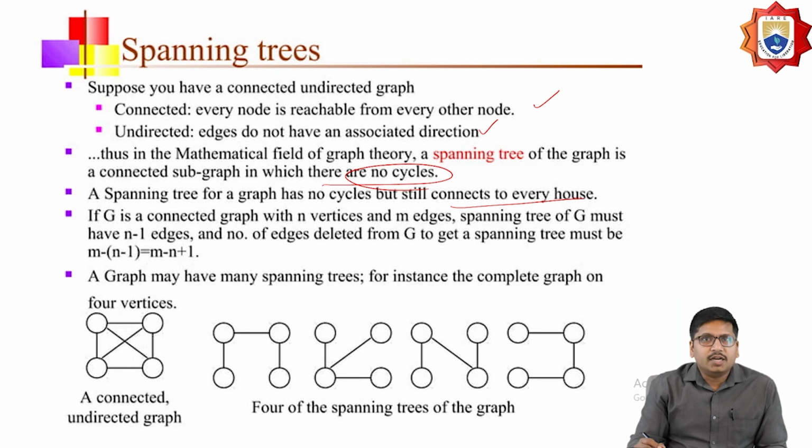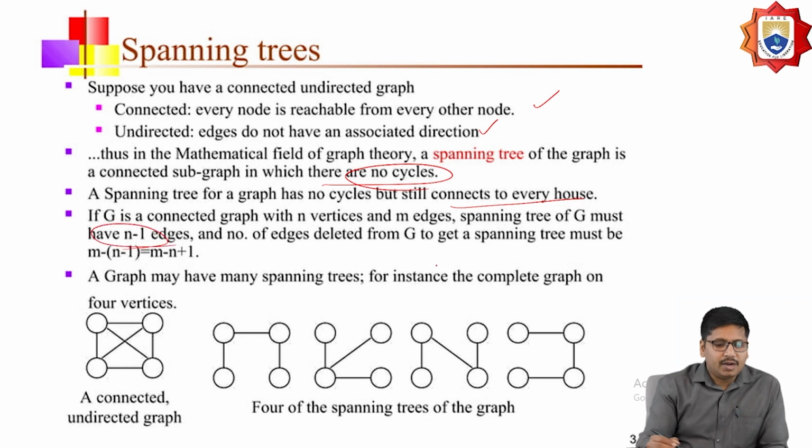If G is a connected graph with n vertices and m edges, then the spanning tree of the graph G must have n minus 1 edges, and the number of edges deleted from G must be m minus (n minus 1), that is, m minus n plus 1.